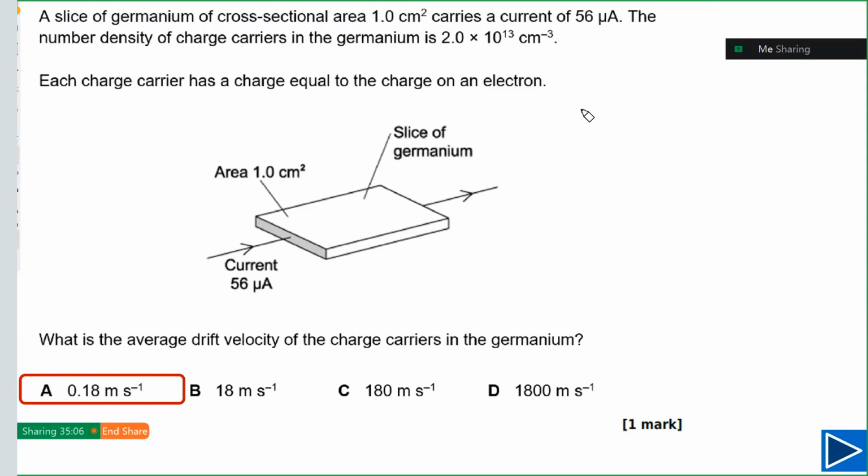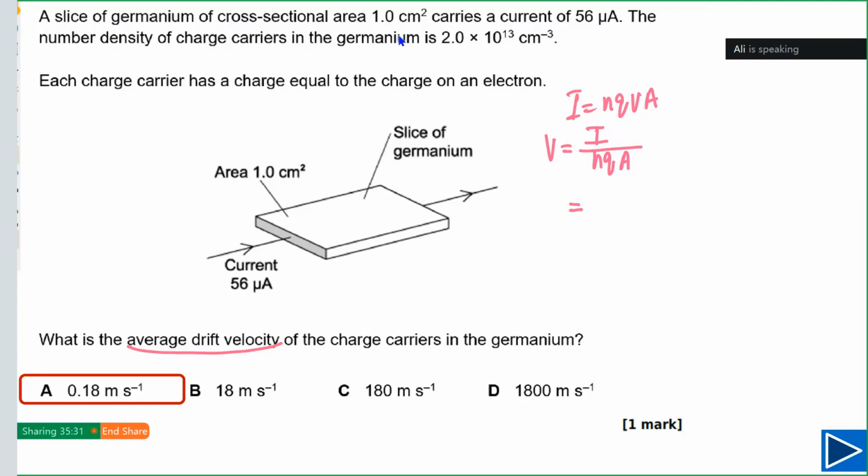For this one, the first thing you need to understand is I is equal to NQVA. Simply you have to use the transport equation. Now we need to understand what we need to find out. We need to find out the average drift velocity. It means we need to find V. So V is equal to I over NQA. So this is how you can write it down. Now simply you need to plug in values.